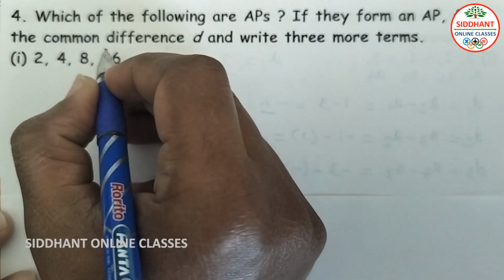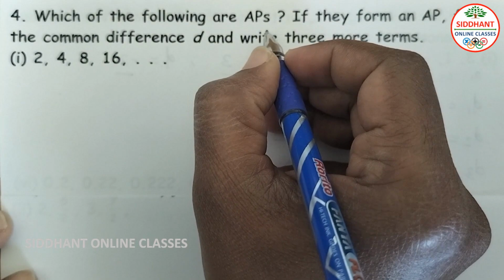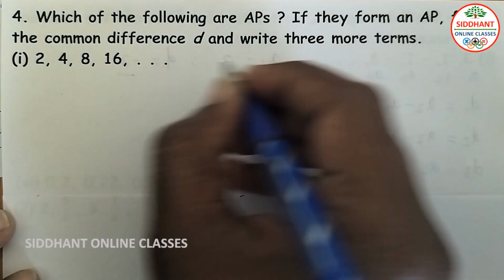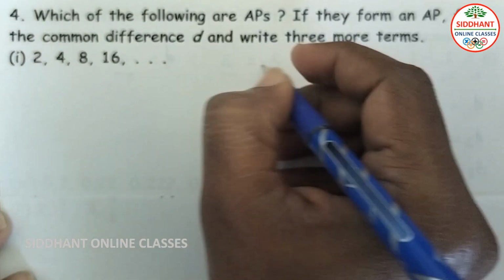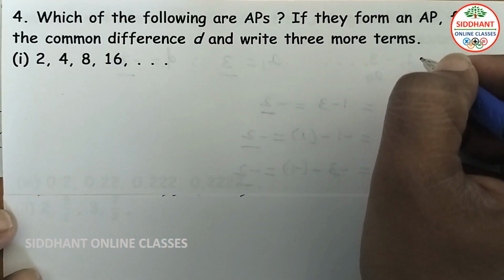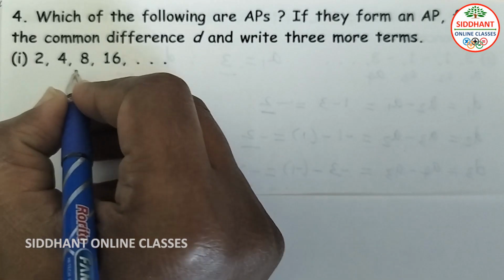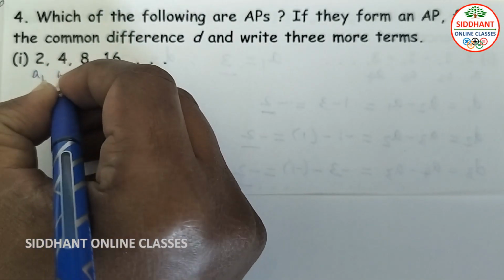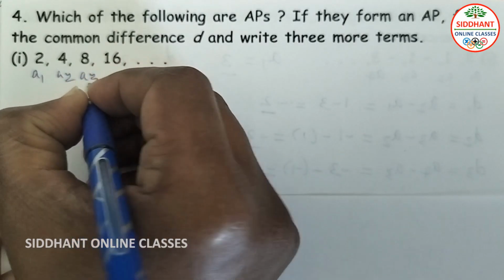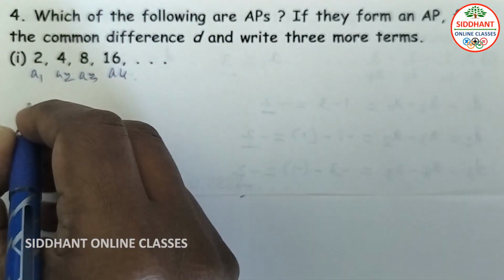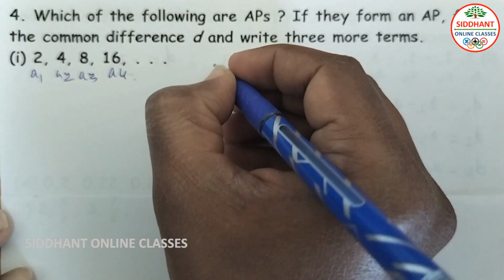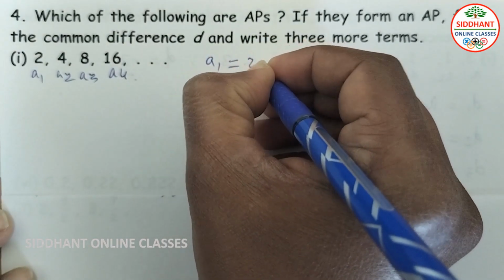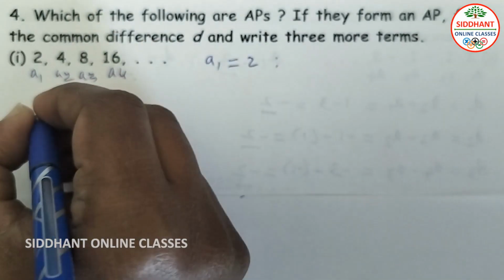Question number 4. Which of the following are arithmetic progressions? If they form an arithmetic progression, find the common difference D and write 3 more terms. First one, 2, 4, 8, 16. Suppose it is A1, A2, A3, A4, and we are going to see the difference. So A1 is 2.